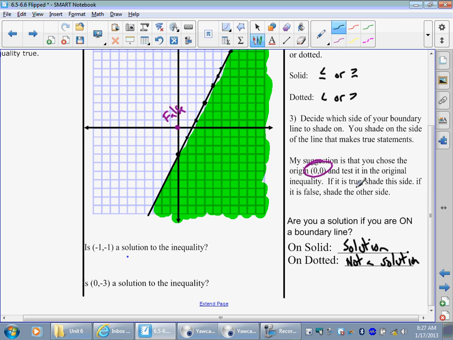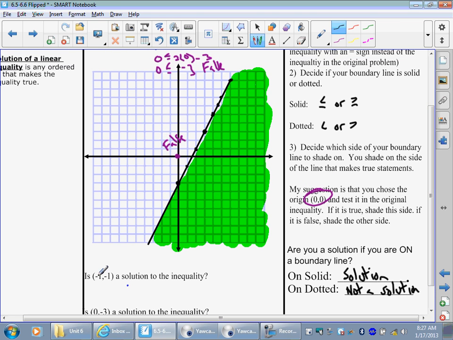So let's come back here, and it asks us, is (-1, -1) a solution? Well, just like on the last page, we could plug (-1, -1) into the original problem and see if it's true or false. Or now that we have all of the solutions shown, we can really just look at our graph. Is the point (-1, -1) a solution? Well, it's not in the shaded region, so no, it's not a solution.